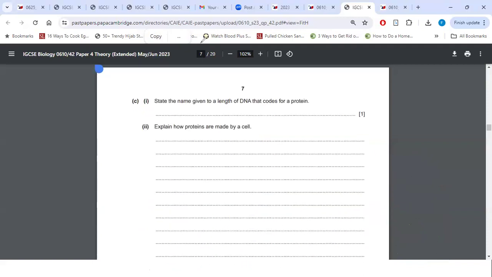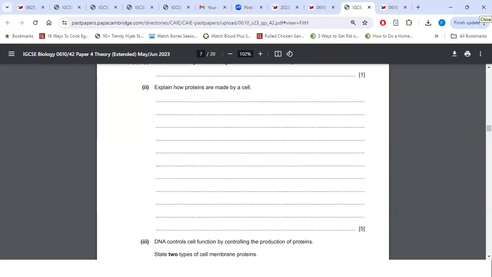Okay, now they're saying state the name given to a length of DNA that codes for a protein. You guys know the answer to this, I know, but you might still feel a bit confused. What should I call a length of DNA that codes for any protein? Yes, gene, correct. Gene is the length of DNA that codes for a protein.